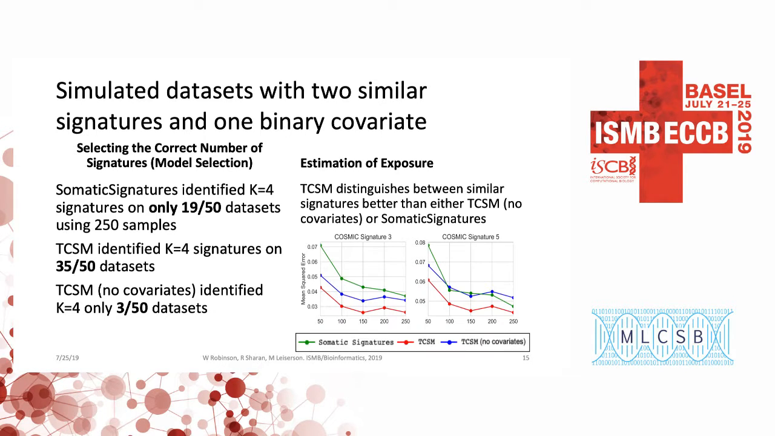Next, we wanted to see what would happen when we forced the approaches to use 4 signatures. What we found is that our model did significantly better at distinguishing whether a mutation came from signature 3 or from signature 5. You can see this in the mean square error across a large number of samples, where we used 50 data sets.